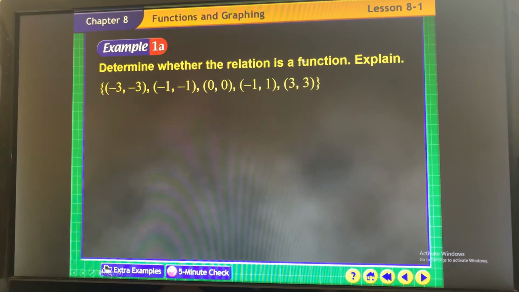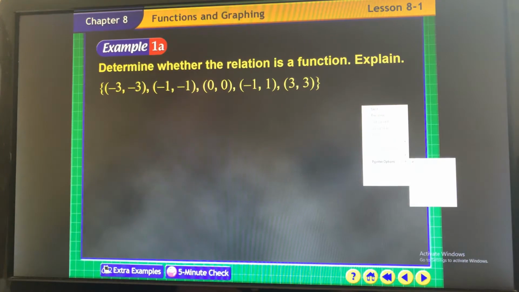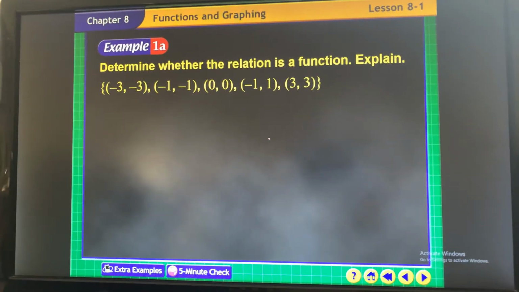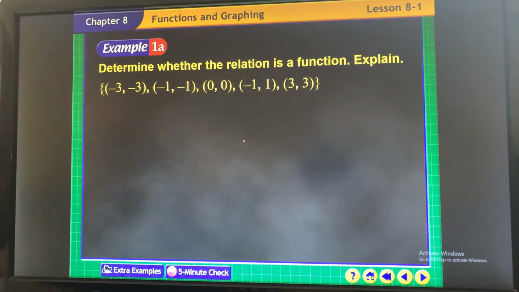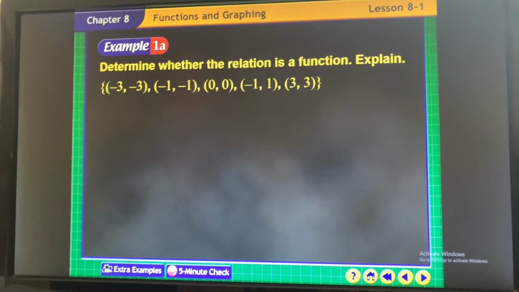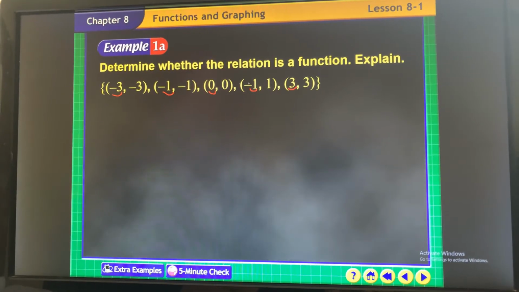Determine whether the relation is a function. In order for it to be a function, the domain cannot repeat. So back in chapter 1, we talked about domains and ranges. When we talk about domains and ranges, the domain is what we call the x value, and the range is called the y value. And we talked about that before.